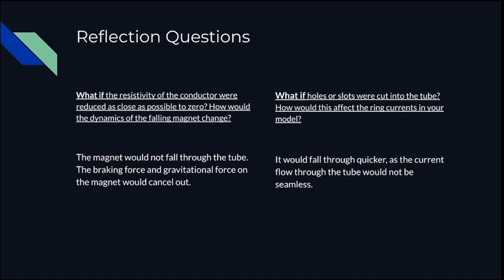And then finally, the second question we're asked is, what if holes or slots were cut in the tube? How would this affect the ring currents in your model? So basically, the magnet would fall through the tube much quicker, as the current flow through the tube would not be seamless. As we talked earlier, the tube is made up of ring segments. And so having holes, the rings are not connected, or even slots, the rings aren't fully connected, so the current doesn't run fully around, and the braking force stopping the magnet from falling would not be as strong.